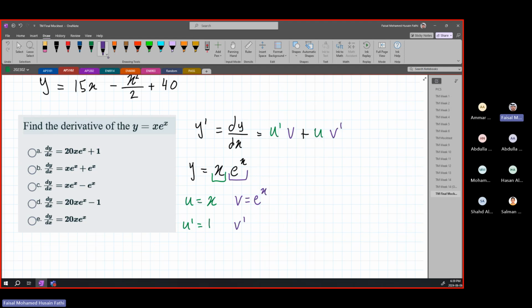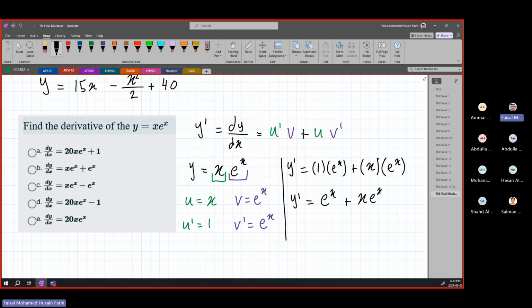So v prime is also equal to e power x, because the differentiation of e to the power x is just itself, which is e to the power of x. And now we just plug it back into this equation. So y prime is equal to u prime, which is 1, times v, which is e to the power of x, plus u, which is x, times v prime, which is e to the power of x. Simplifying this, we have e to the power of x plus x e to the power of x.